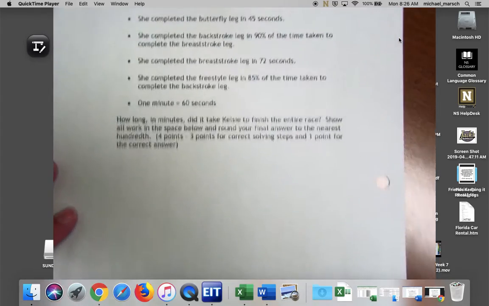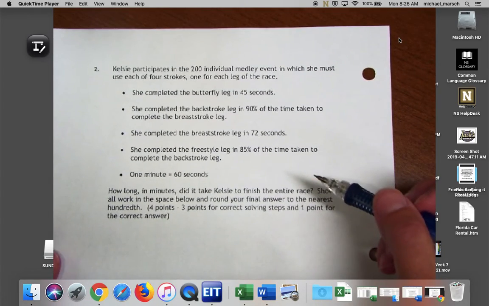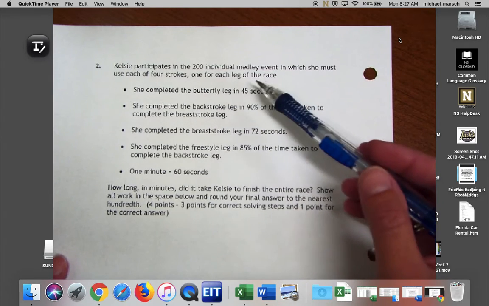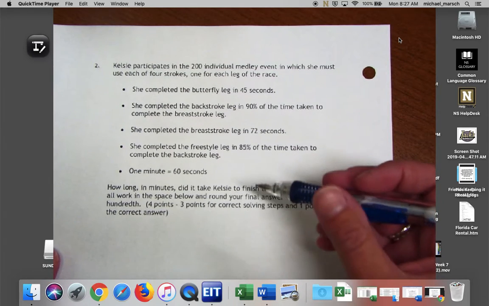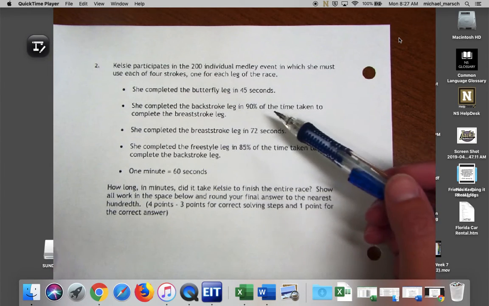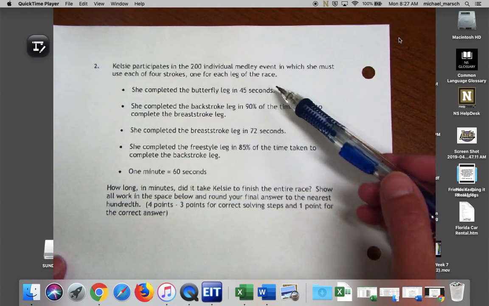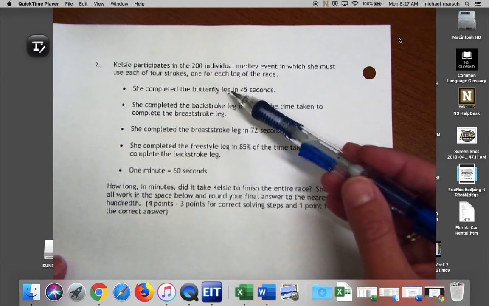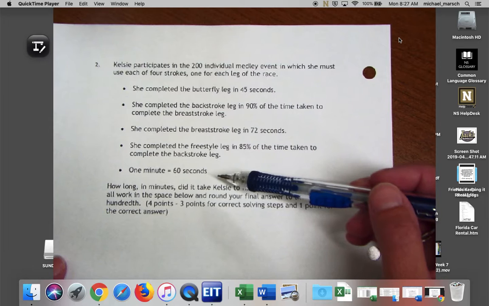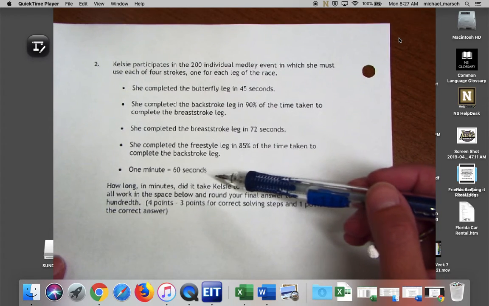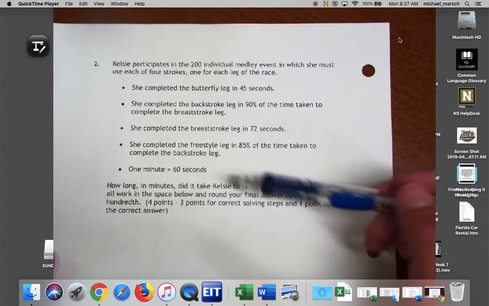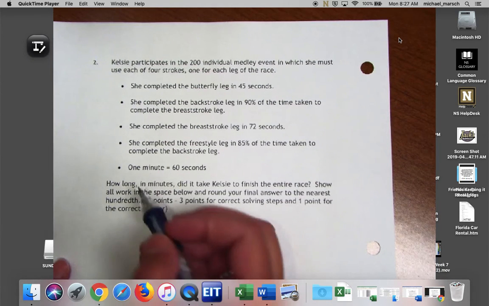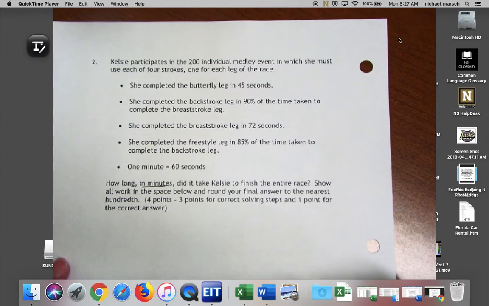Okay. We've got Kelsey here participating in the 200 IM. Those of you that are swimmers know that's what individual medley is, the 200 IM, in which she must use each of the 4 strokes, one for each leg of the race, right? So if you're a swimmer, you know it goes butterfly, backstroke, breaststroke, freestyle. And so she's swimming all of these 50 yards. Or does it say yards or meters? It doesn't. But anyway, she's swimming each of these for the same distance. So we're trying to figure out how long in minutes did it take her to finish the race.